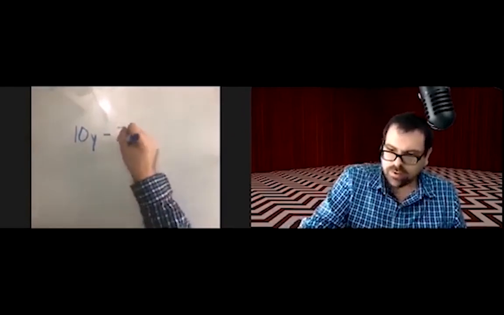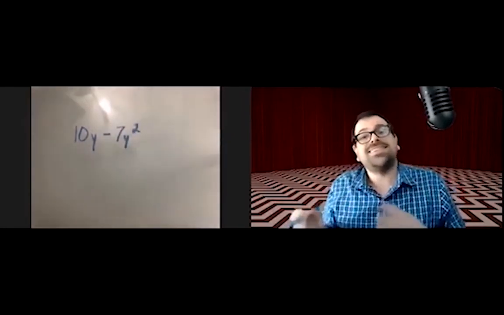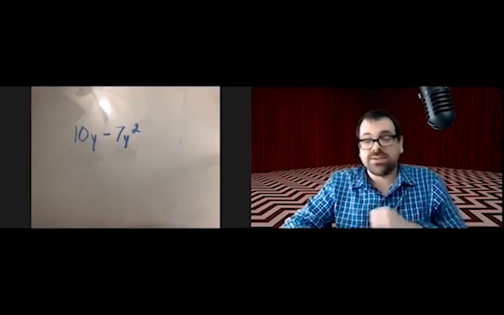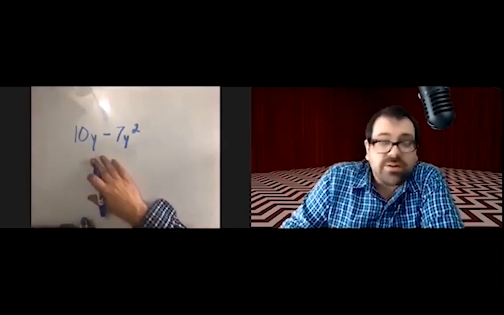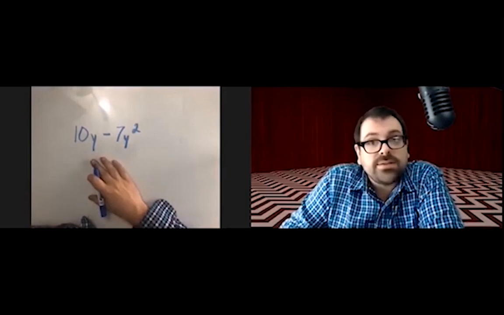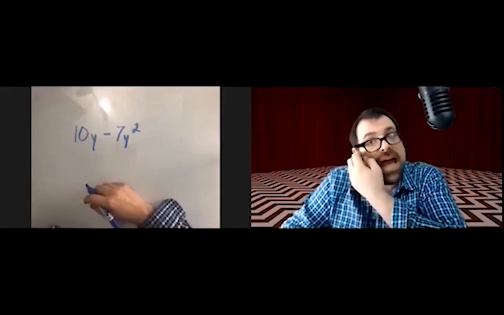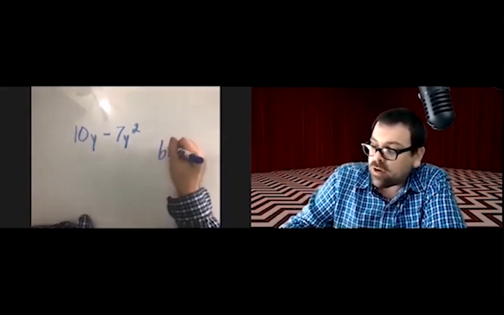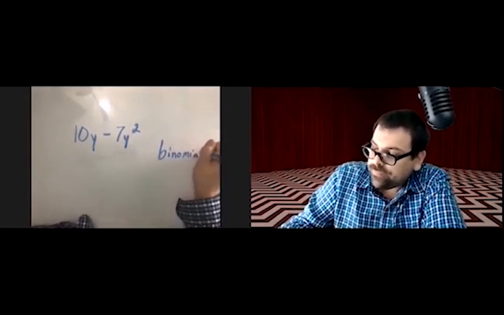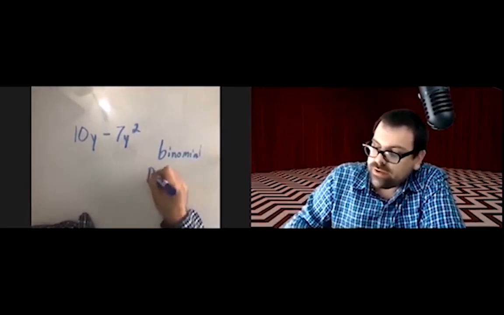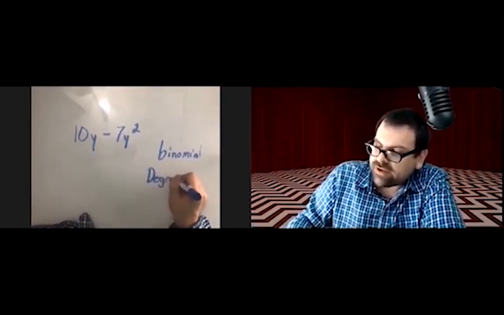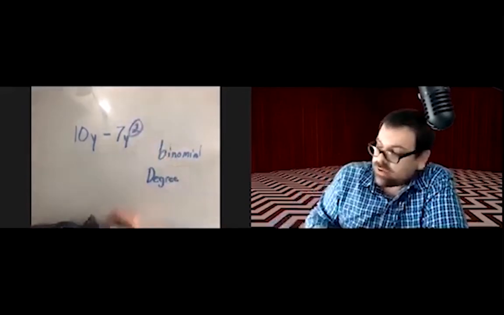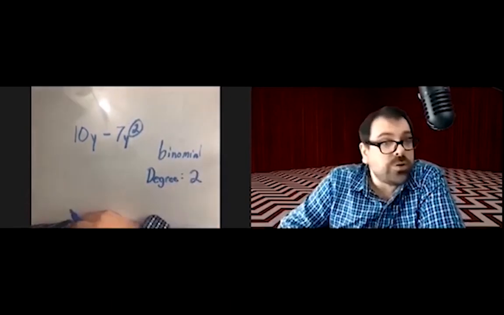Normally, polynomials are written in descending powers of the variable, x squared, x, no x. But sometimes they can be written like this. The y squared doesn't necessarily have to be written first. This has 2 terms. It would be called a binomial. What's the degree? The degree would be the highest power of x, or in this case, the highest power of y. Highest power is 2, so the degree is 2.